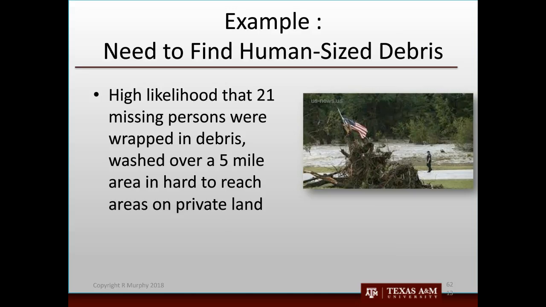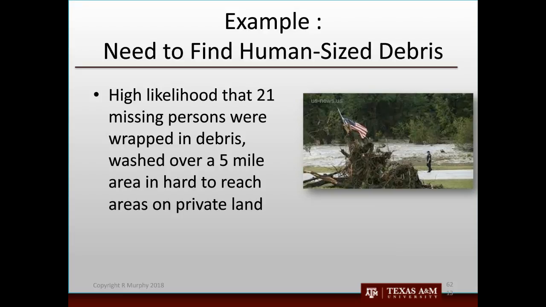Here's a story. Let me tell you a story about the 2015 floods that hit Texas and Oklahoma. Huge loss of life over Memorial Day. People were camping out in some of the most beautiful remote campsites in the hill country in Texas. About 40 people were killed. 21 missing persons were not found immediately, probably washed down river over a 5-mile area, impossible to get to.